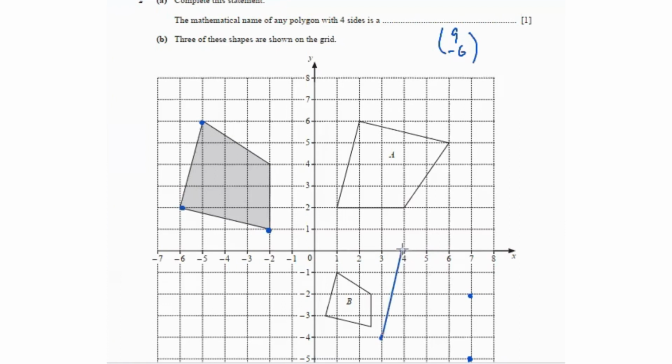So this is your translation from the vector 9, negative 6. We moved the x coordinate 9 units to the right side, right? And 6 units down. That's how you translate an object based on the given vector.